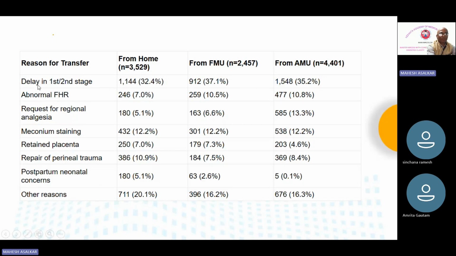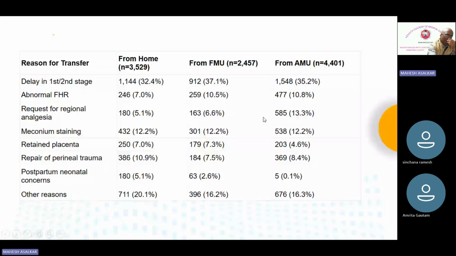So the first indication for transfer, this is the only question generally they ask you. What is the reason for transfer to obstetric unit from FMU or AMU or home? It is delay in the first and second stage of labor. On this table, you need to remember this one particular question. Do not get confused about meconium or analgesia request, etc. They constitute a very small number.